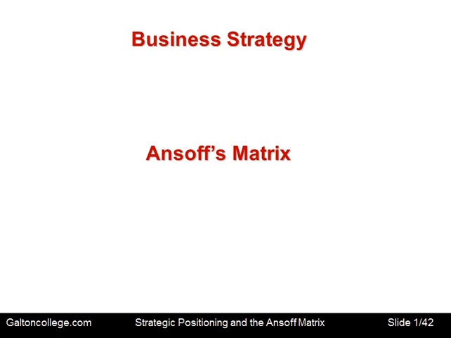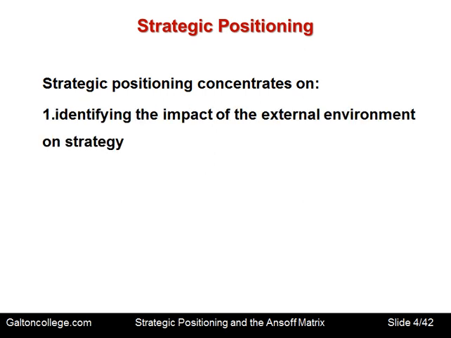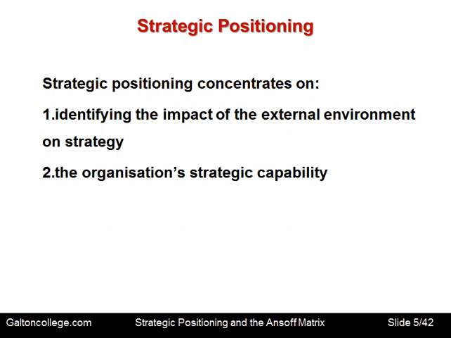In this class we're going to look at Ansoff's matrix. Now let's start by looking at strategic positioning. This concentrates on identifying the impact of the external environment on strategy. So the first point is look at the external environment and see how it impinges on the strategy of the business. The external environment is the economic, the political, the social and the technological aspects of the external economy and how they impinge upon the business. So that's the first port of call.